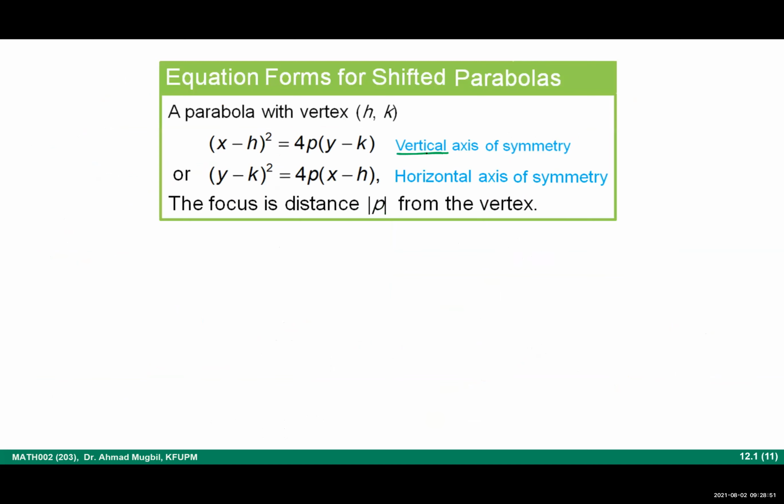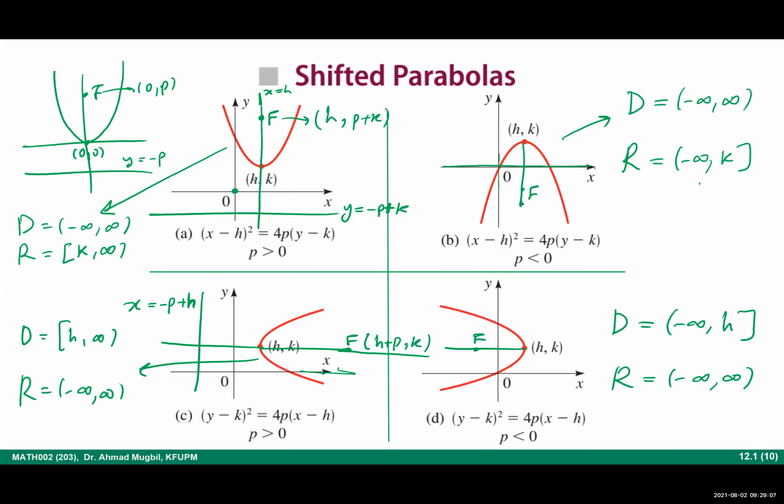When we have a vertical parabola, this is the standard form of the equation, where x is squared. When it is horizontal, this is the standard form. Always, shabab, the distance between the focus and the vertex is the absolute value of p. Don't forget that. Look here, the distance from here to here is the absolute value of p. Similarly here, shifted or unshifted, this property will still be the same.